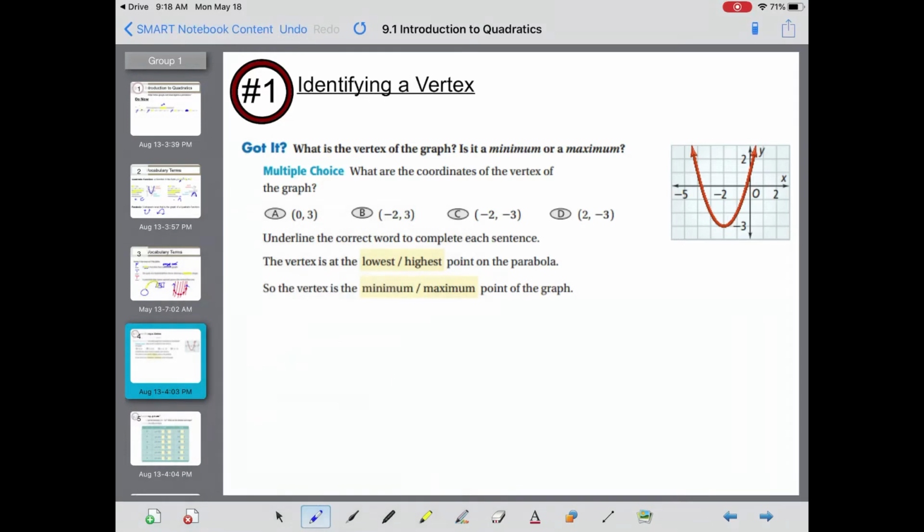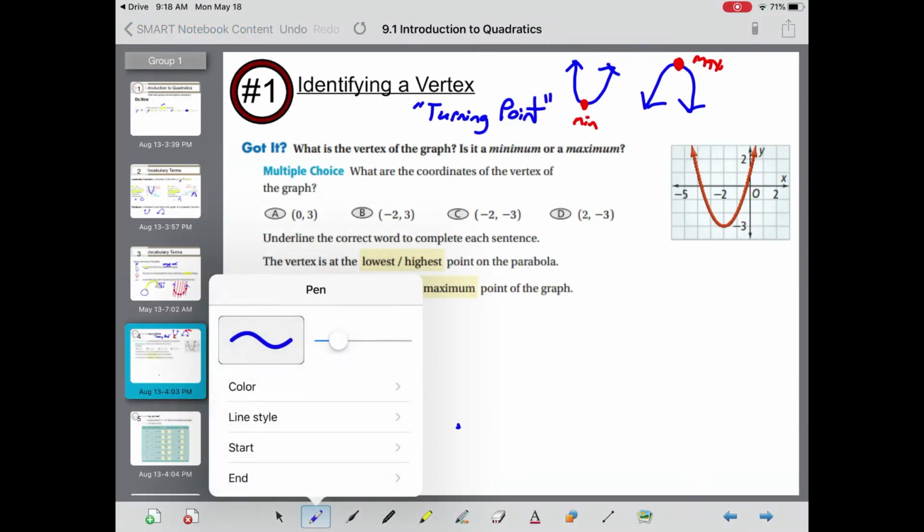Identifying a vertex. What is the vertex of the graph? Is it a minimum or is it a maximum? So the coordinates of the vertex, and just write what it is under here, that's the turning point. That's where the graph changes direction. So if you have a positive quadratic, your vertex is at the bottom. If you have a negative quadratic, your vertex is at the top, which is what we call a min and a max.